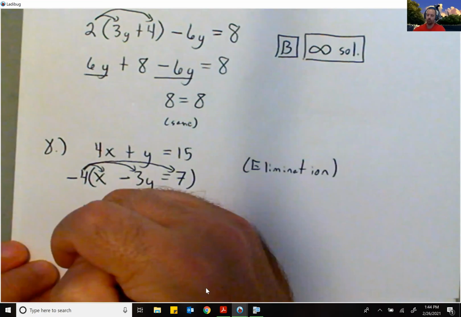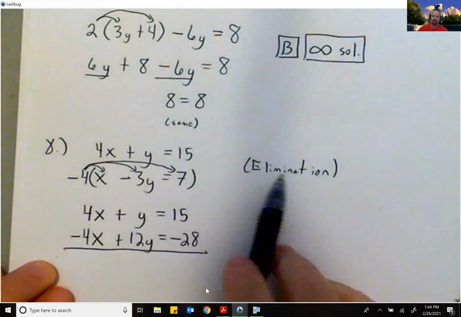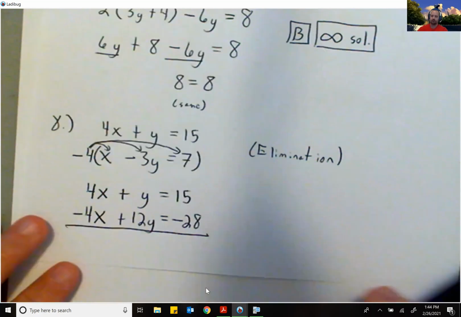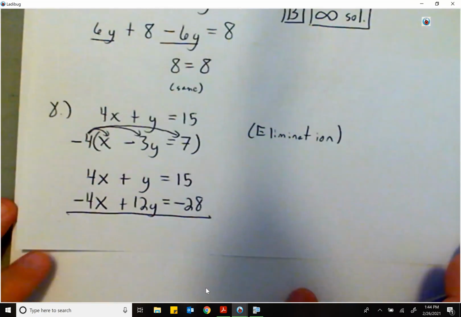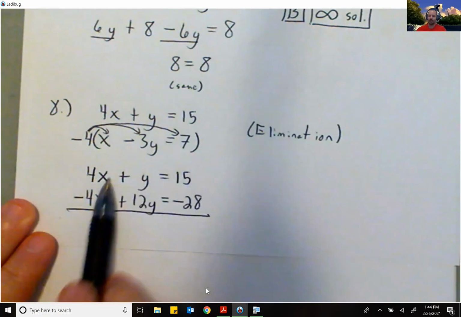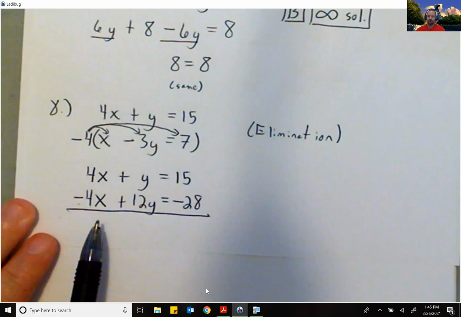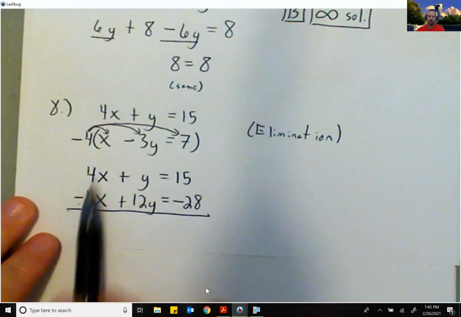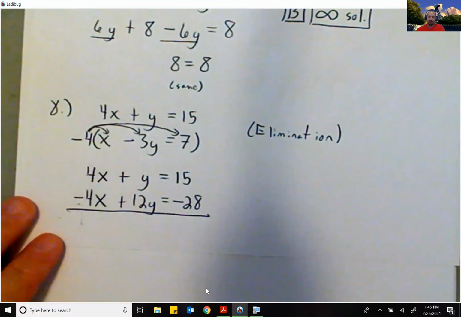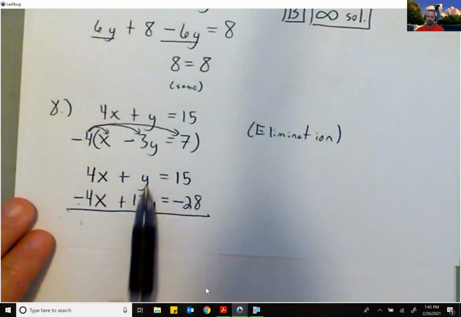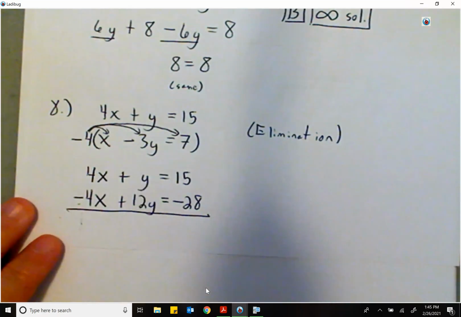And now we're actually ready for elimination. What do we do now with elimination? Pretty much add everything up. Add everything up, add down. So what's 4x plus a -4x? 0. And we knew that was going to happen because we wanted to eliminate x. That's what Jada said. Let's get rid of our x's. When we add up the y's, what's 1y plus 12y? 13y. Boom.